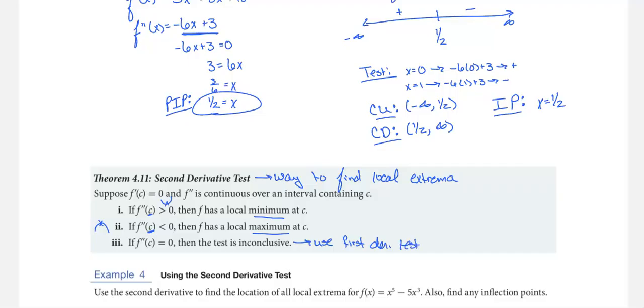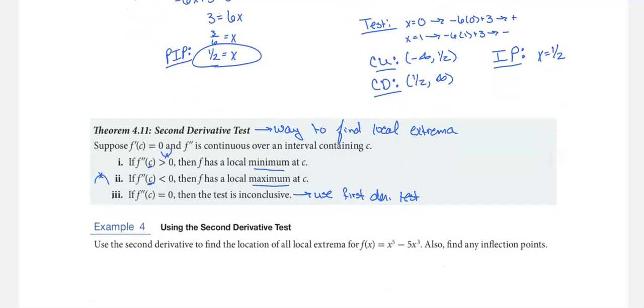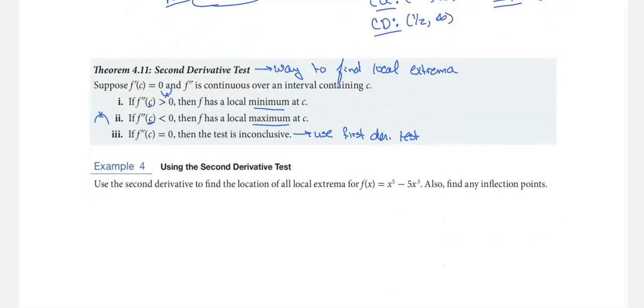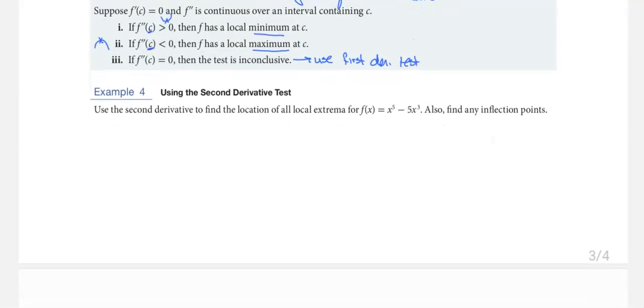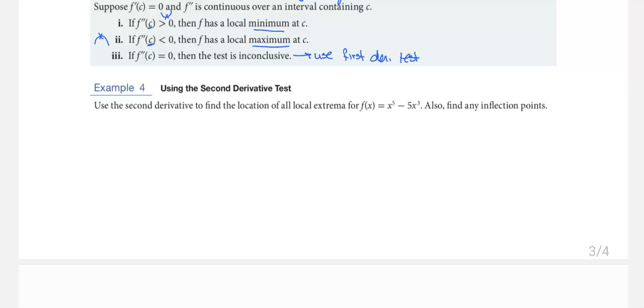Now, typically when I'm working problems like this and I need to know increasing, decreasing, maxes and mins, I use the first derivative test. Sometimes the second derivative is nice and we could find those answers pretty quickly. Sometimes it's not as useful. So let's look at an example. We're going to use the second derivative to find all local extrema, and then we're going to find inflection points. So we're going to use the second derivative for two uses here.